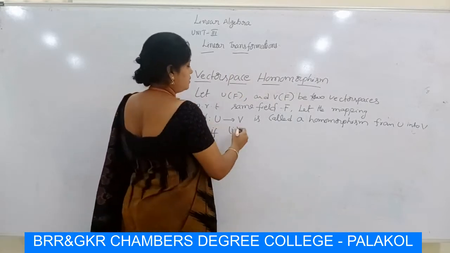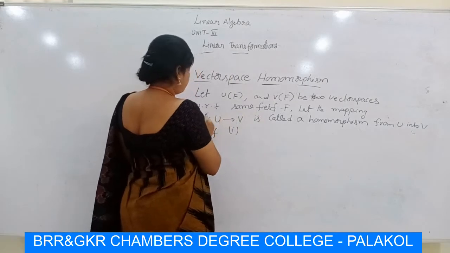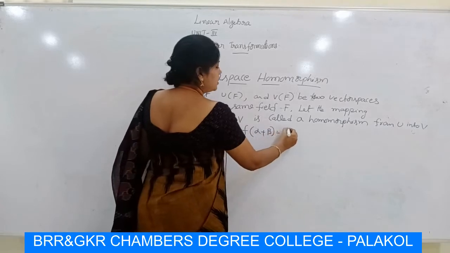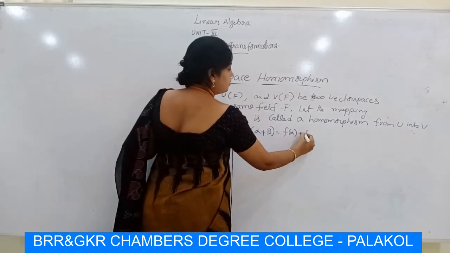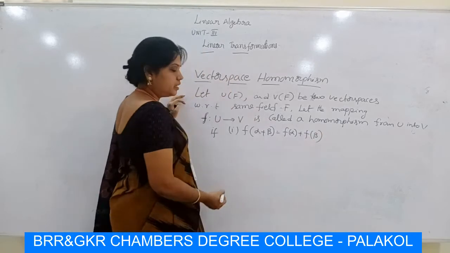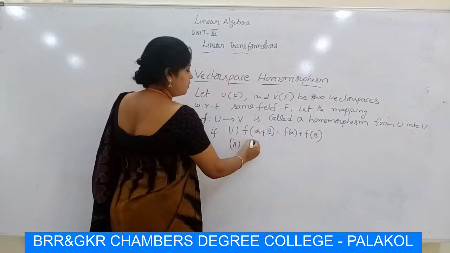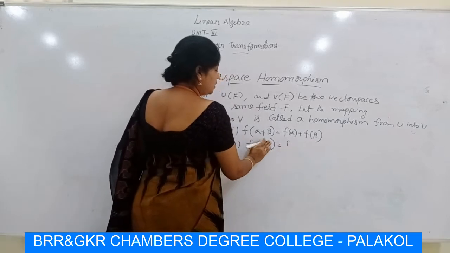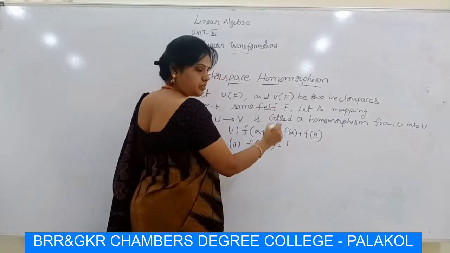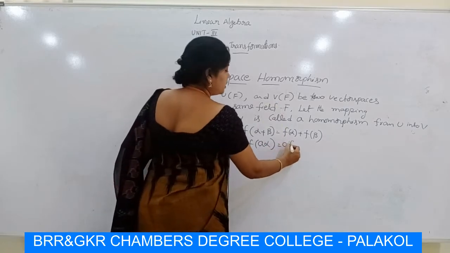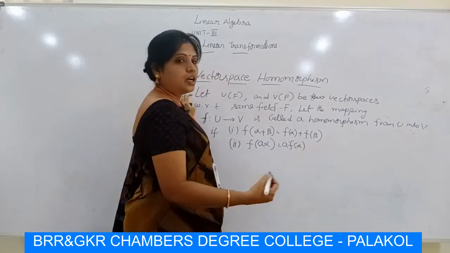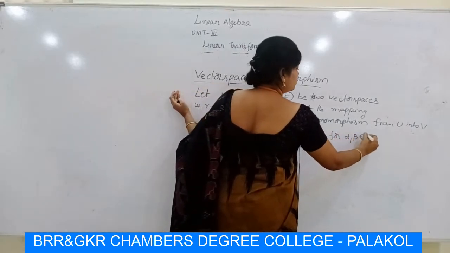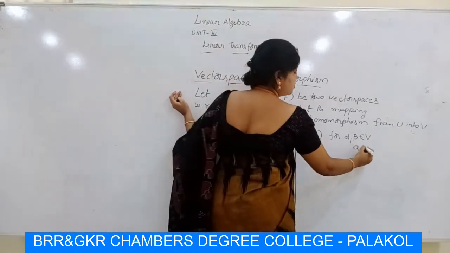The first one: f(alpha + beta) = f(alpha) + f(beta). And the second condition is that f(a·alpha) = a·f(alpha), for alpha, beta belonging to U and a belonging to F.